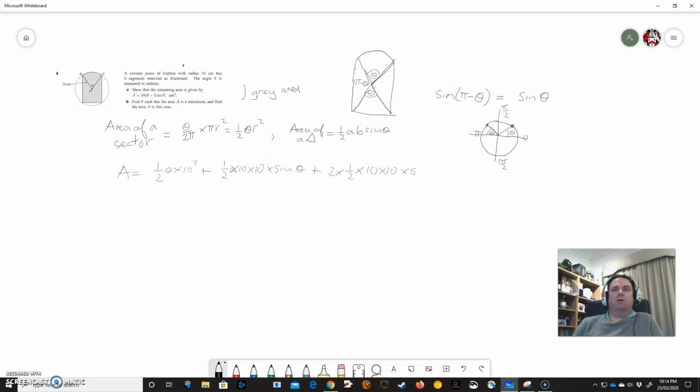I'm terrible at diagrams on here, so I pre-drew that one and it took me about 4 goes. So pi minus theta.